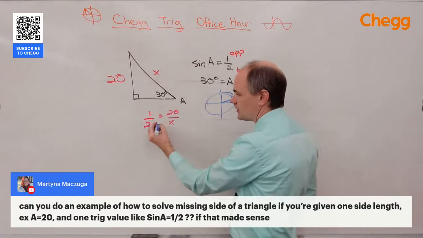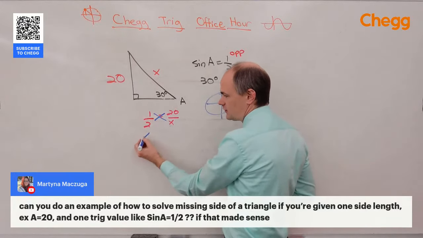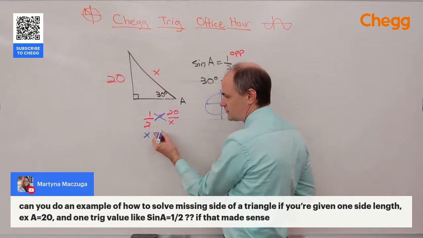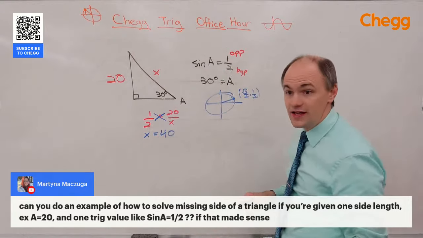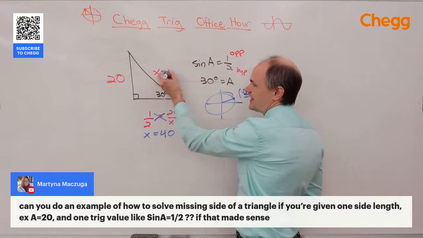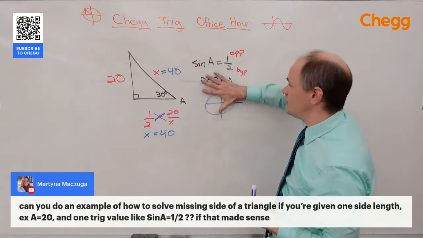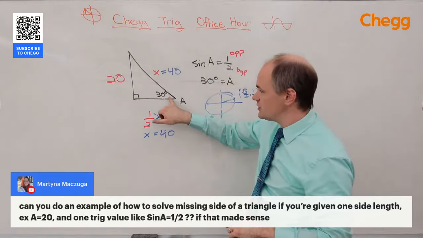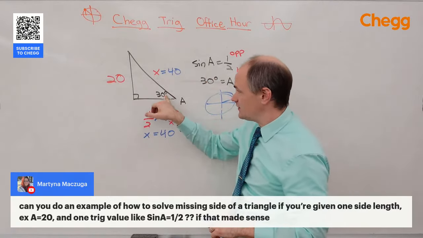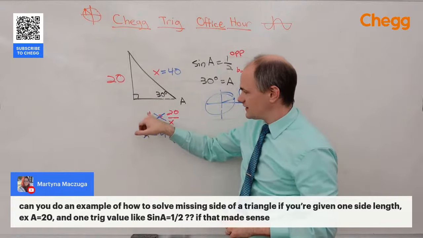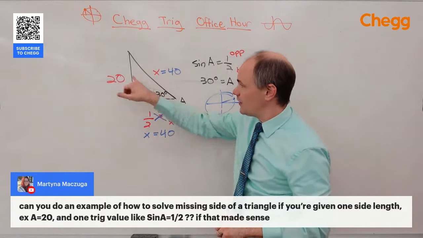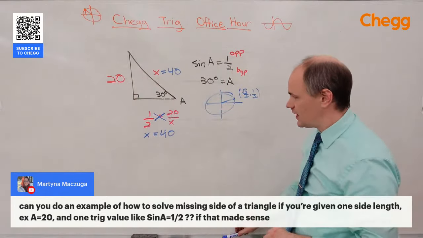Well, I can solve this really quick by multiplying the diagonals. 1 times x equals 2 times 20, and I get 40. And so this side up here must be 40. So I didn't even need to know the 30 degrees, actually. I just need to know that the sine of this angle is 1/2. Sine is opposite over hypotenuse, so we put the opposite over the hypotenuse.